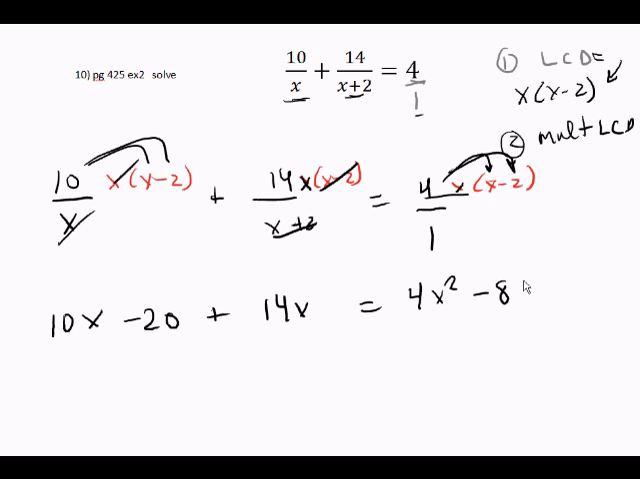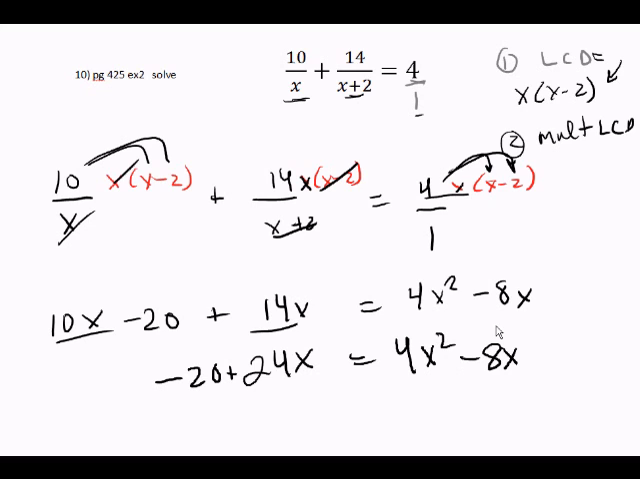Normally, if you have x's, you get x's to one side, everything else to the other. But I have an x squared, so I want to take everything to one side. This should be an 8x. There we go. First I'm going to add these two together. 10x and 14x is 24x. And I have a minus 20.